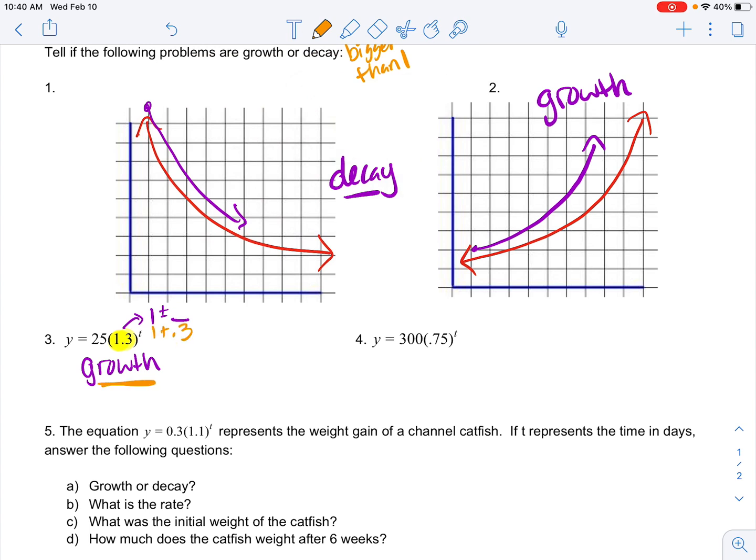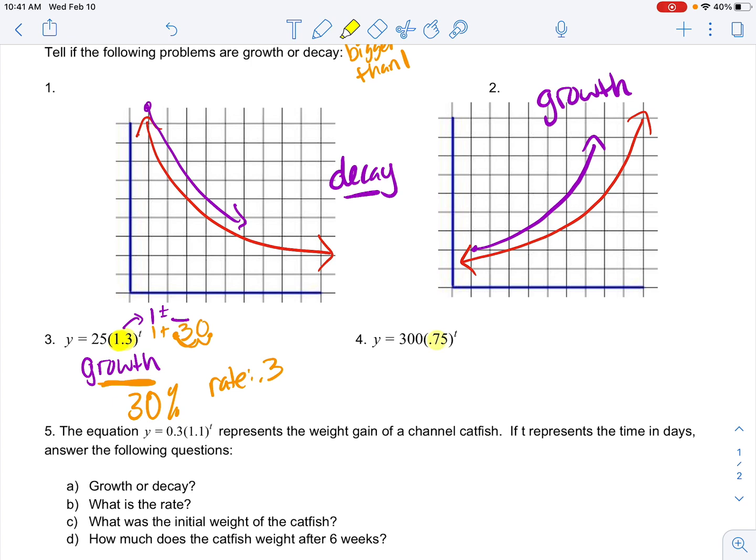So my growth rate would be that in percentage form. So we can move that decimal over 2 places to get 30%. It's growing at 30%, okay? Or it's growing at a rate of 0.3, depending on how the question wants that. That's how you do that. Now on number 4, is that growth or decay?